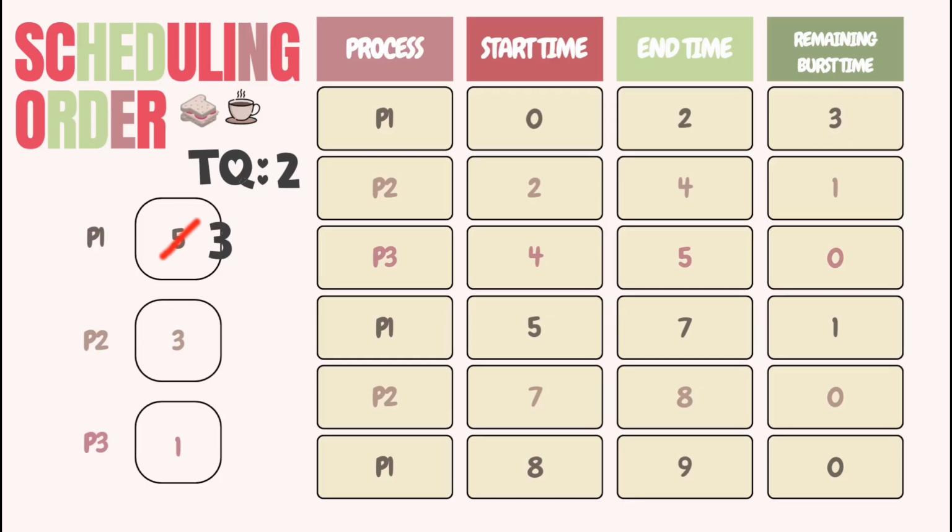The second is P2. It uses 2 ms of its 3 ms burst time, leaving 1 ms remaining. Third is P3. It needs only 1 ms, so it completes immediately. The CPU returns to the next process in the queue. P1 runs again, uses 2 ms, leaving 1 ms remaining. The second is P2. It runs again and finishes its remaining 1 ms. The last is P1. It completes its final 1 ms.